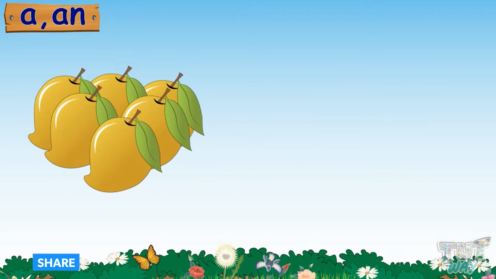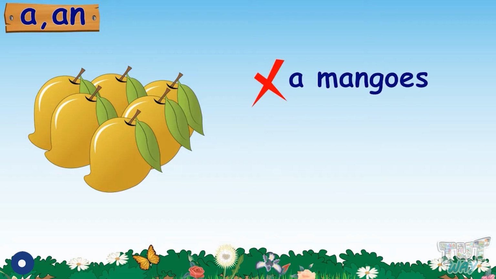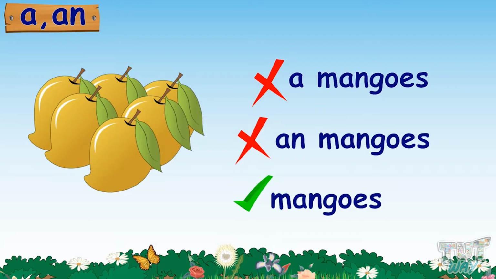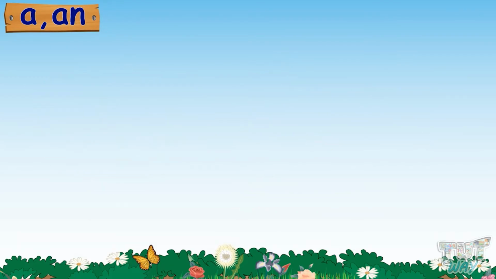What do you see in this picture? These are mangoes. We will not use a or an because the naming word is not singular. There are more than one mango. So we will neither use a nor an. Instead, we will say, these are mangoes. Remember, kids, if there is a singular object, then we have to use a or an before it.